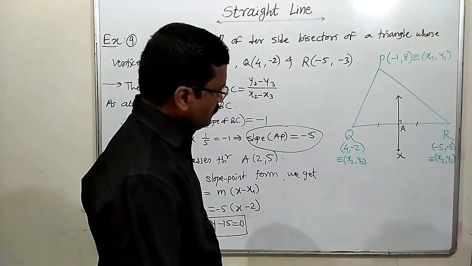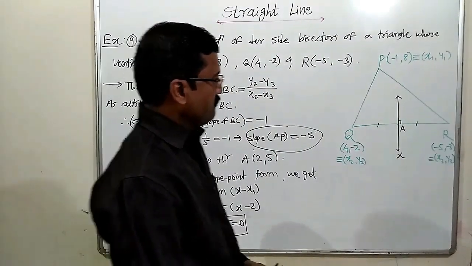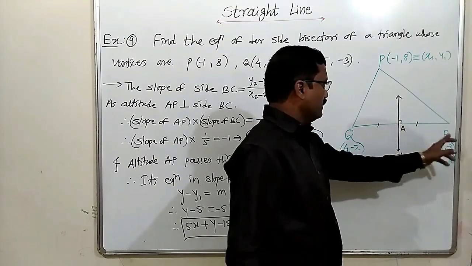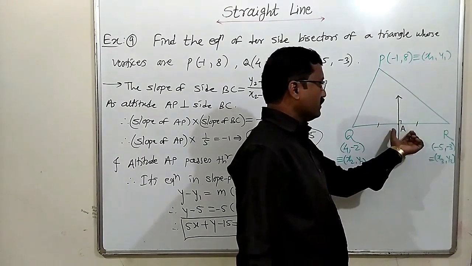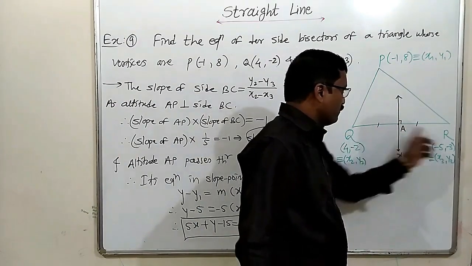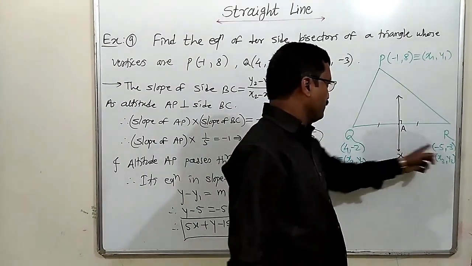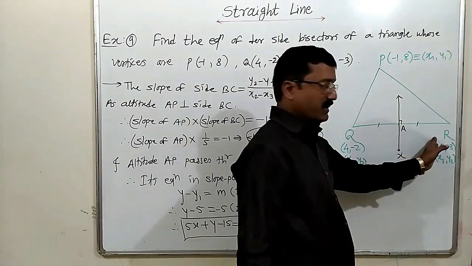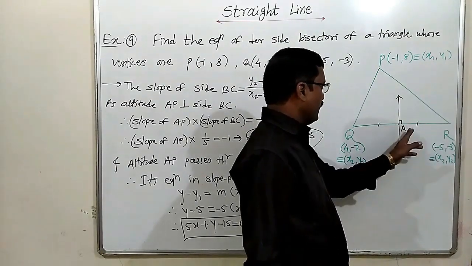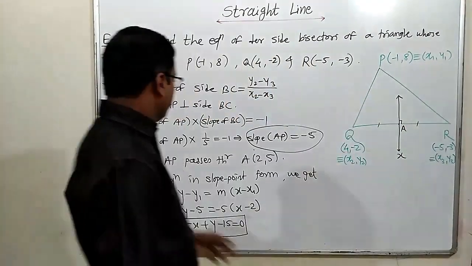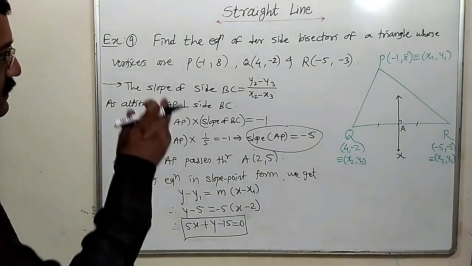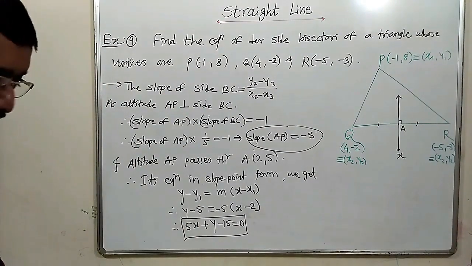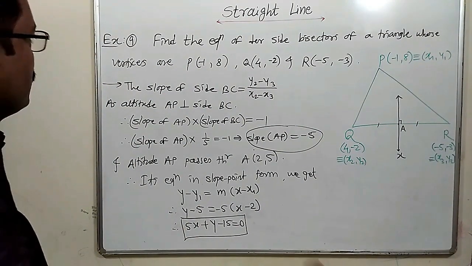Okay, so what can we do here? We can easily find the coordinates of point A, which is the midpoint of Q and R. Using the midpoint formula we get the coordinates of A, and if we find the slope of QR, then from that slope we can find the slope of line X, because X is perpendicular to side QR. So using slope and point, we can find the equation of that perpendicular side bisector. Let us first find the equation of that line X. After that we will move towards the second one.